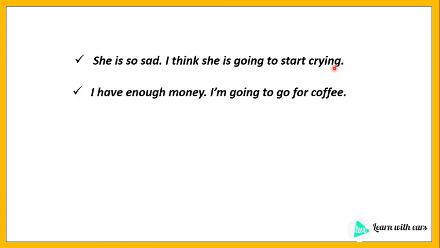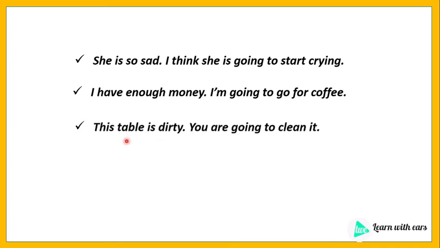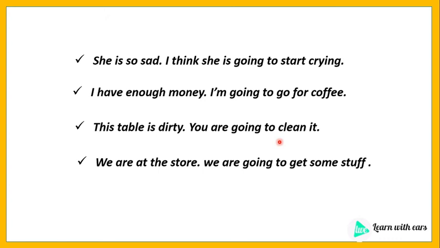Next sentence, I have enough money. I'm going to go for coffee. Okay? So the evidence is money, enough money, and I'm going to go for coffee. The next sentence is, this table is dirty, you're going to clean it. So the evidence is the table is dirty. Okay, so you're going to clean it. Next, we are at the store, we are going to get some stuff. Okay, so the evidence is that we are at the store. So the future action is we are going to buy some stuff. Right?